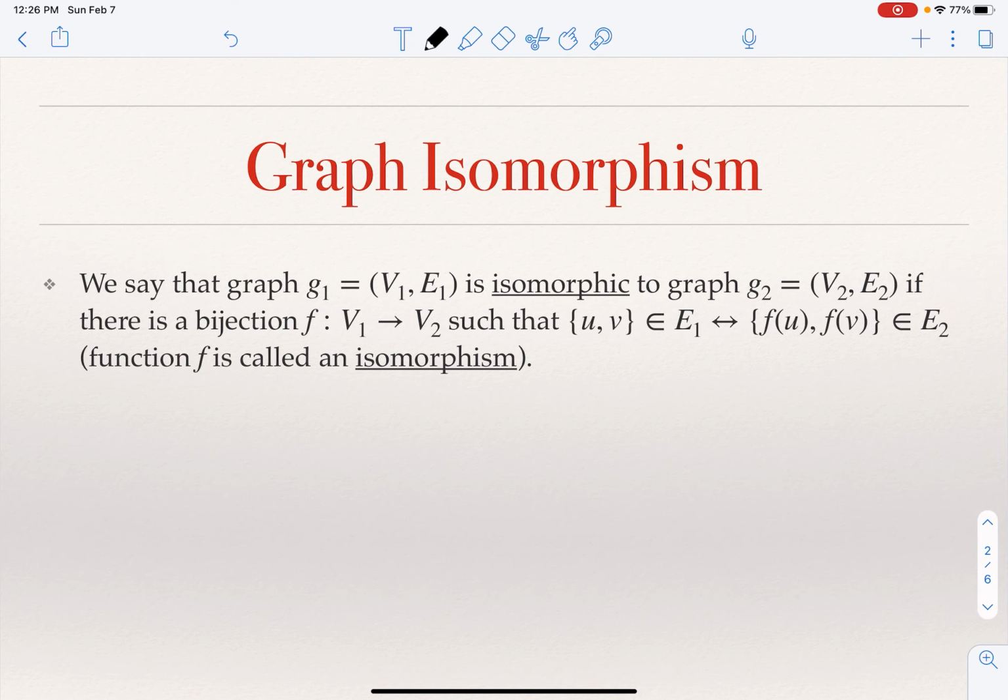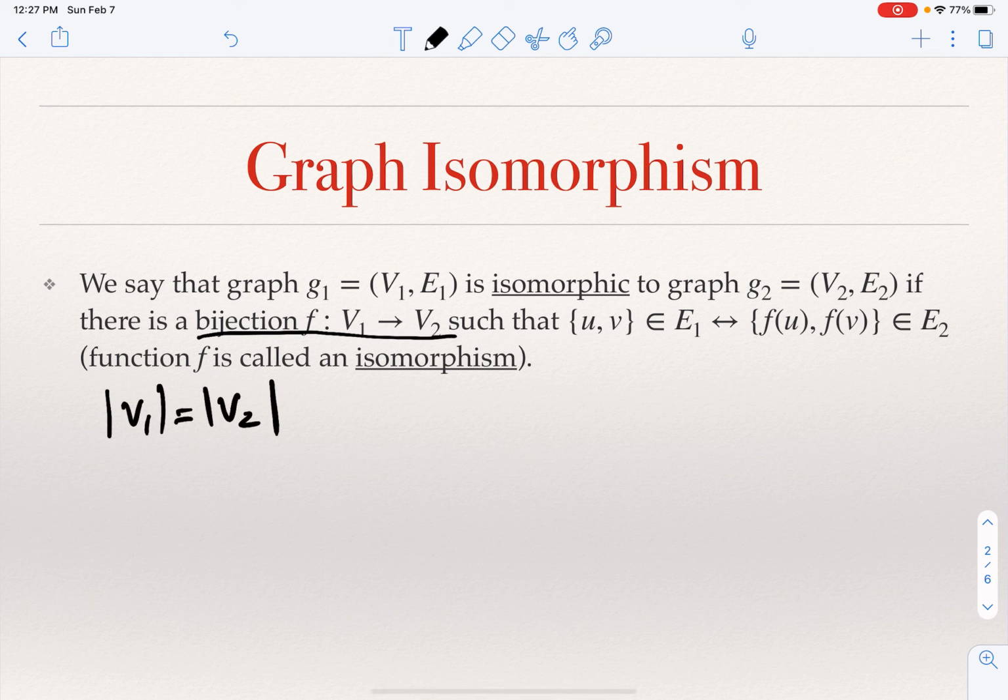Okay, so formally, if I'm given two graphs, G1 and G2, we say graph G1 is isomorphic to graph G2 if we have a bijection from V1 to V2, a bijection from the set of nodes of the first graph to the set of nodes of the second graph. This bijection immediately tells us important things. One is that V1 and V2 are of the same cardinality or the same size, right? So the two graphs, if they are isomorphic, have to have the same number of nodes.